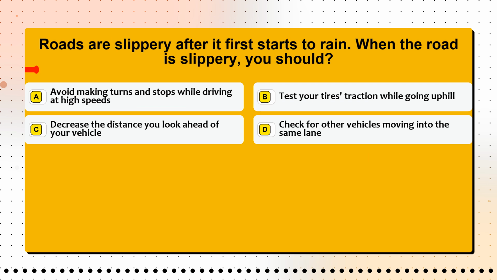Question 12. Roads are slippery after it first starts to rain. When the road is slippery, you should? Here are the options. Option A, avoid making turns and stops while driving at high speeds. Option B, test your tires' traction while going uphill. Option C, decrease the distance you look ahead of your vehicle. Option D, check for other vehicles moving into the same lane.